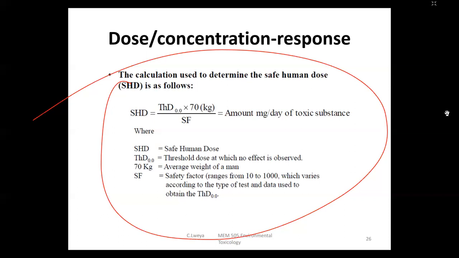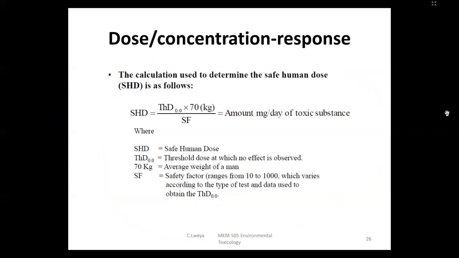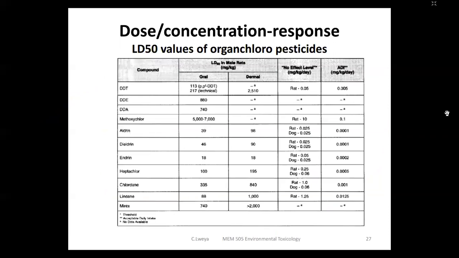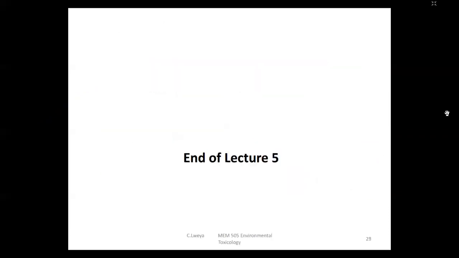That's why I said in extreme measures, they have to take even the weight of that sick person. Then we've got SF, which is the safety factor. It ranges from 10 to 100 to 1,000, but again, it depends on the dose that we can go to the threshold. Yeah, that's the formula that we use to calculate the amount of dose that can be given, which is considered to be safe for the body of a sick person. Yeah, these are some of the stuff, and that's how it ends.